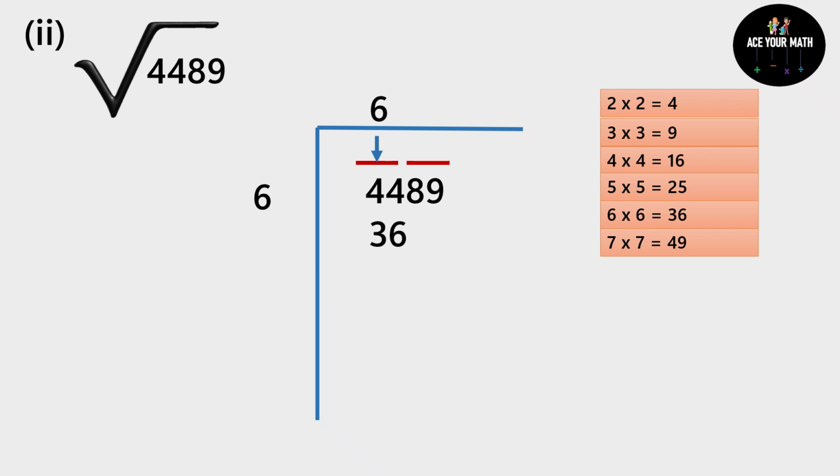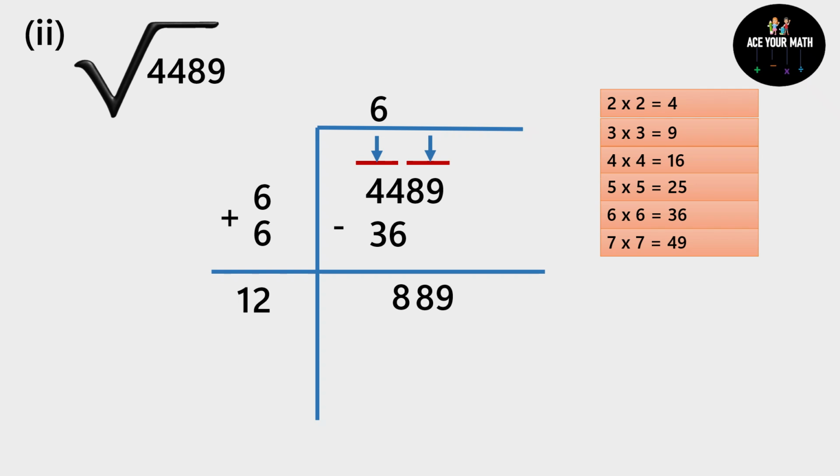6 sixes are 36. Now this same 6 you will add on the left hand side. And 36 you will subtract from the 44. See, after this subtraction, what you get as the answer? You get 8 as the answer. And on the left hand side, 6 plus 6 will give us 12. Now we will consider second group, which is 89. Now bring down this group. So the new number formed is 889.